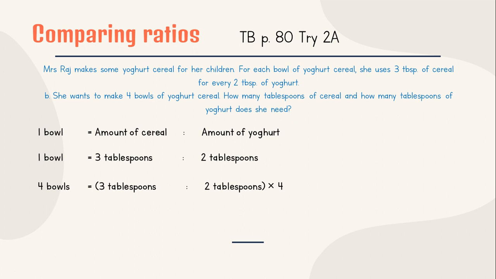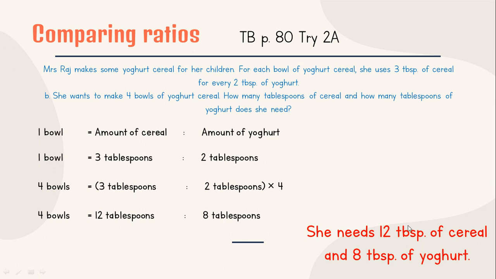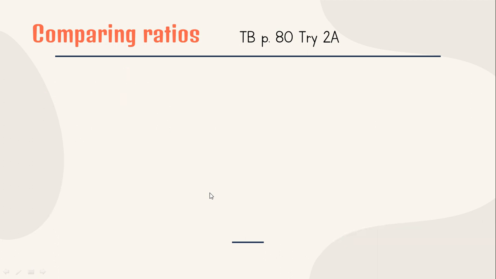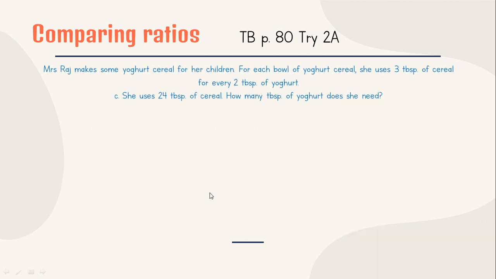3 tablespoons times 4 is 12 tablespoons, and 2 tablespoons of yogurt times 4 will be 8 tablespoons. So Mrs. Roger will use 12 tablespoons of cereal and 8 tablespoons of yogurt. Get it? For one bowl, it's 3 tablespoons and 2 tablespoons of yogurt. For 4 bowls, just multiply by 4. Go to the next, C.